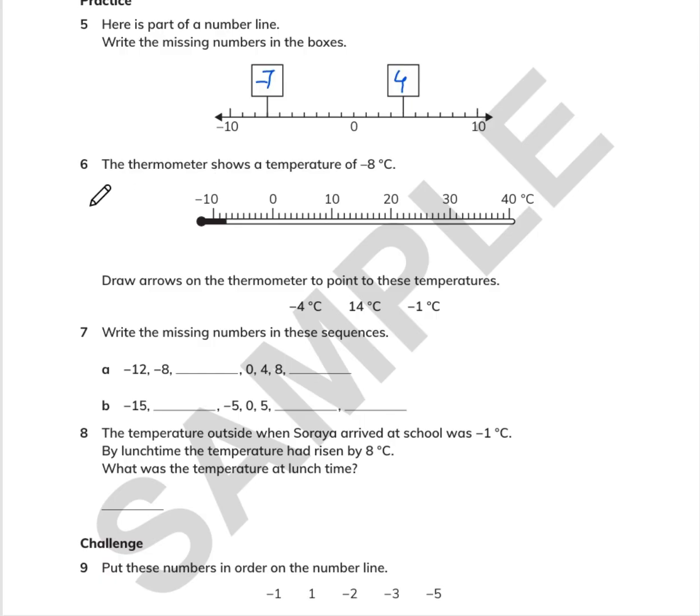Question number 6. The thermometer shows a temperature of minus 8 degrees centigrade. Draw arrows on the thermometer to point to these temperatures. So this is minus 8, minus 9 and minus 10. Now we have to draw arrows on the temperatures. Minus 4: this will be minus 1, minus 2, minus 3 and this will be minus 4. And then 14, which will be here.